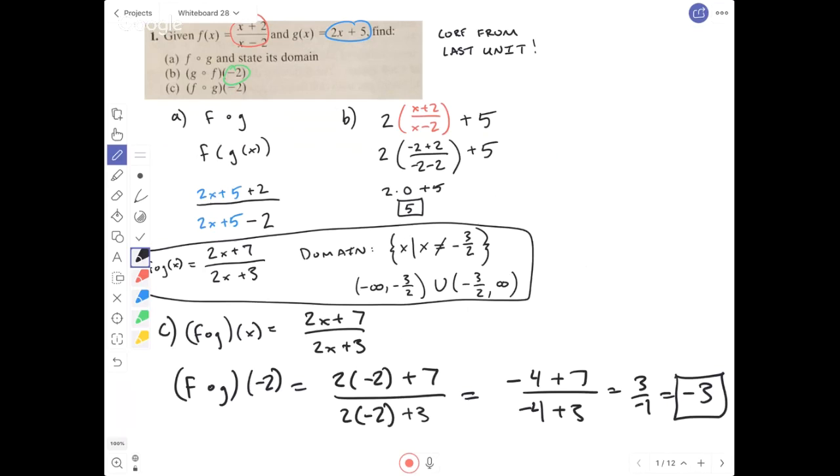Any questions on number 1 from the chapter test on Unit 5 from page 348 of the textbook? Seeing no questions, I'll move on.